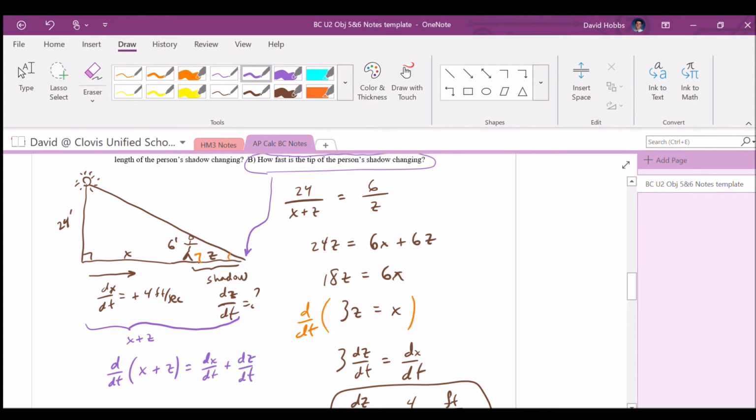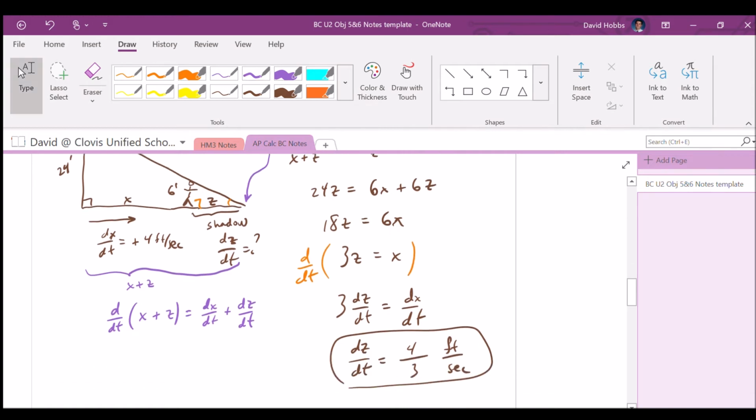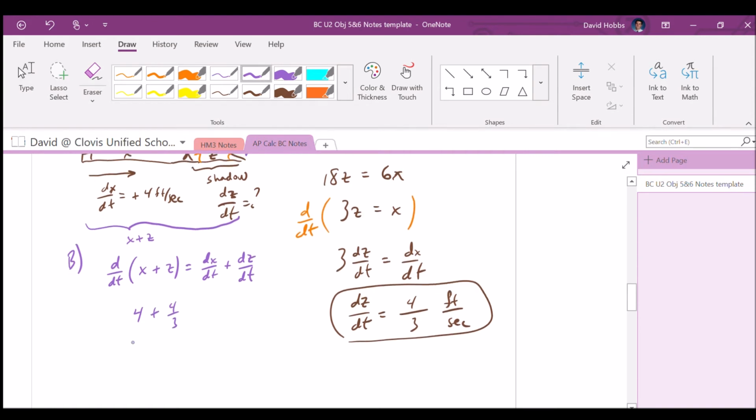Well, we already know dx/dt. We already know dz/dt. So part B, this is part B. So it's 4 plus 4/3, which is 12/3 plus 4/3, which is 16/3 feet per second. Okay, so there's part B.